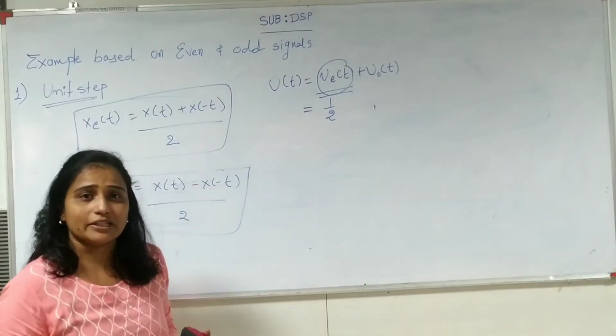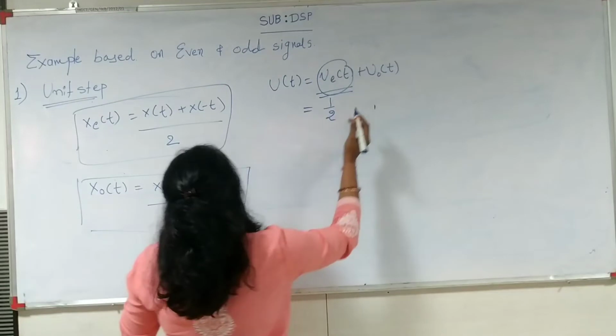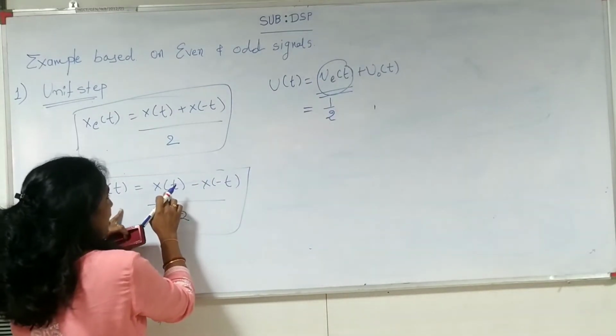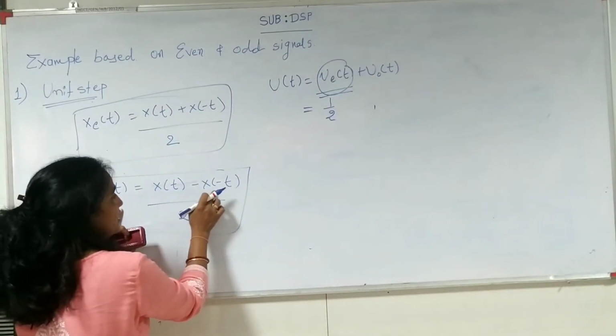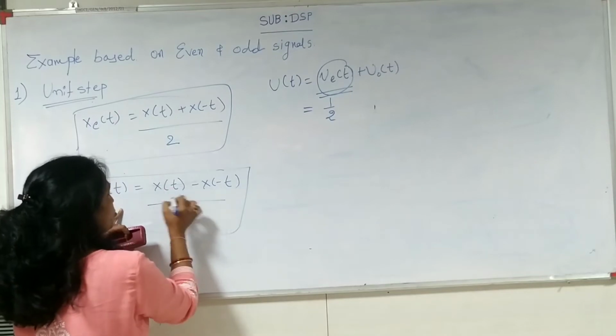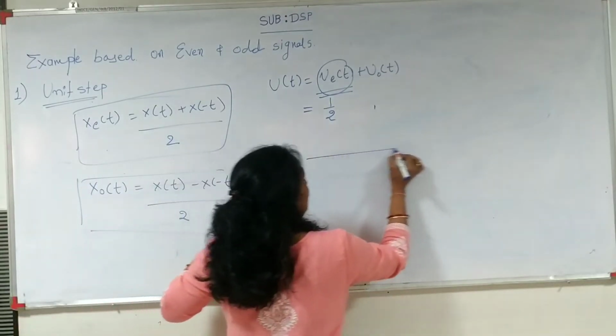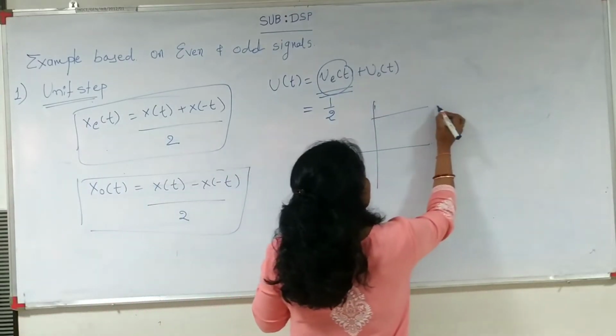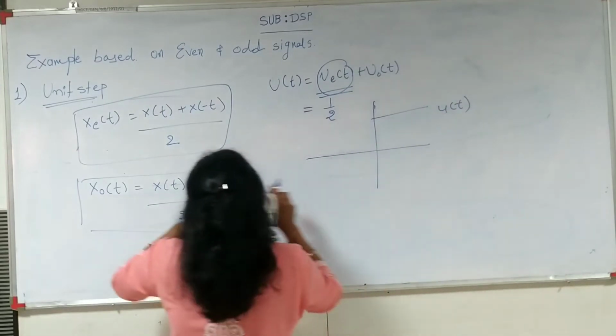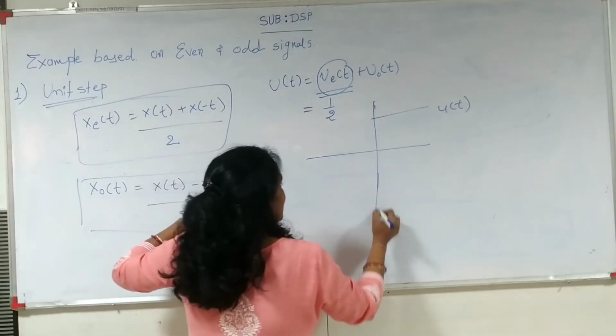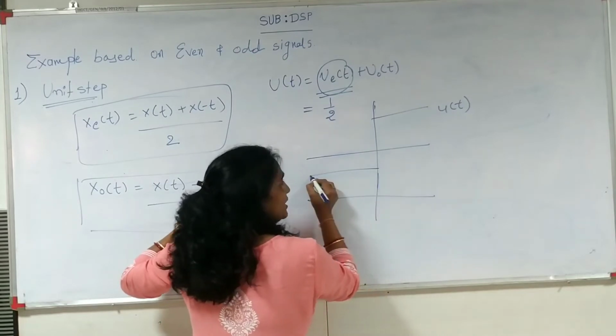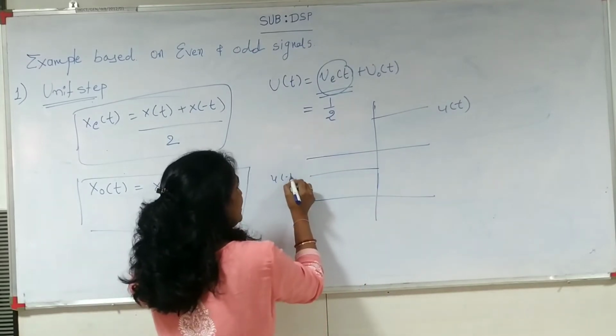Now, to find the odd component from the formula, we have to compute x of t minus x of minus t, divided by 2. Here x of t is our original signal, that is u of t, and x of minus t is the flipped signal, that is u of minus t.